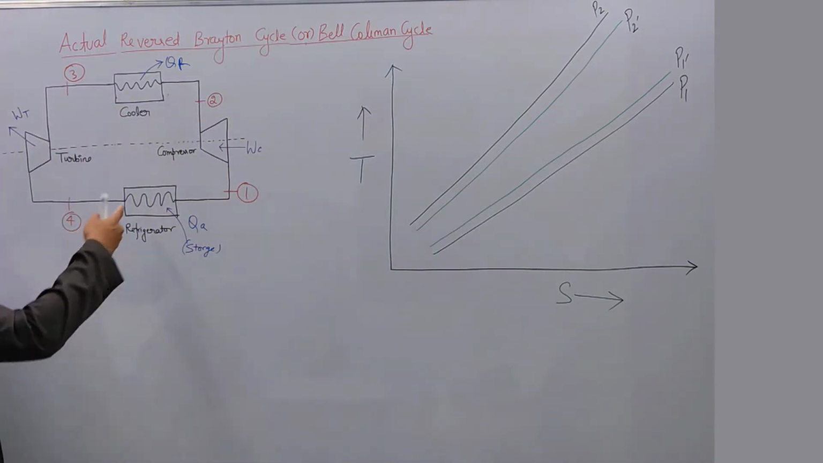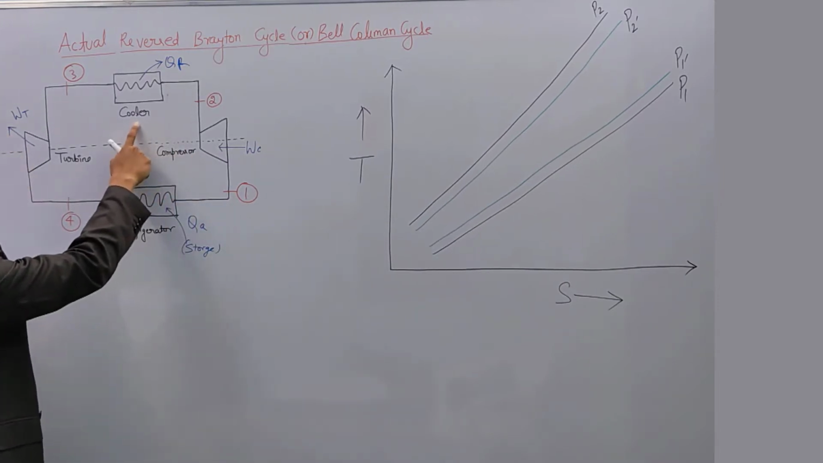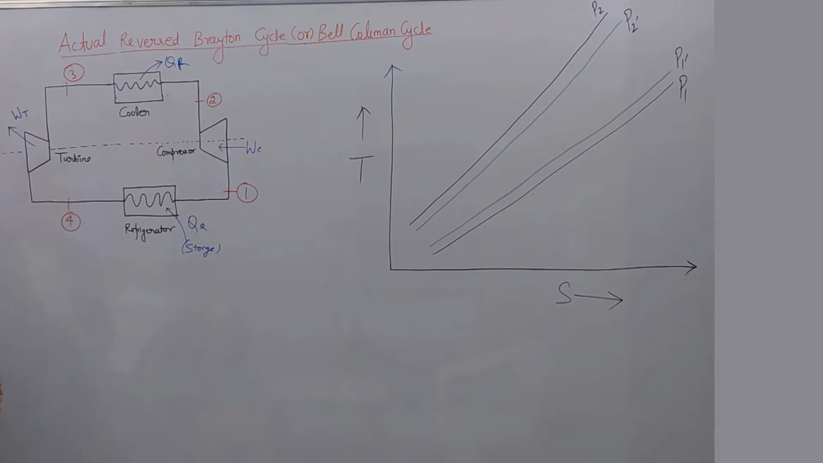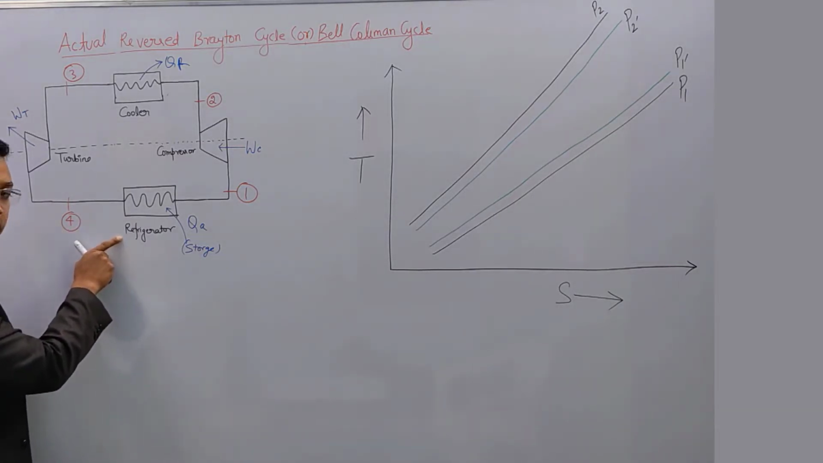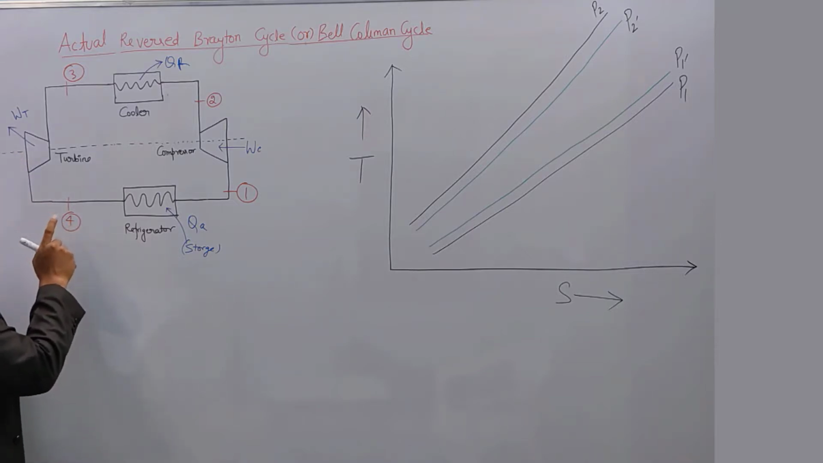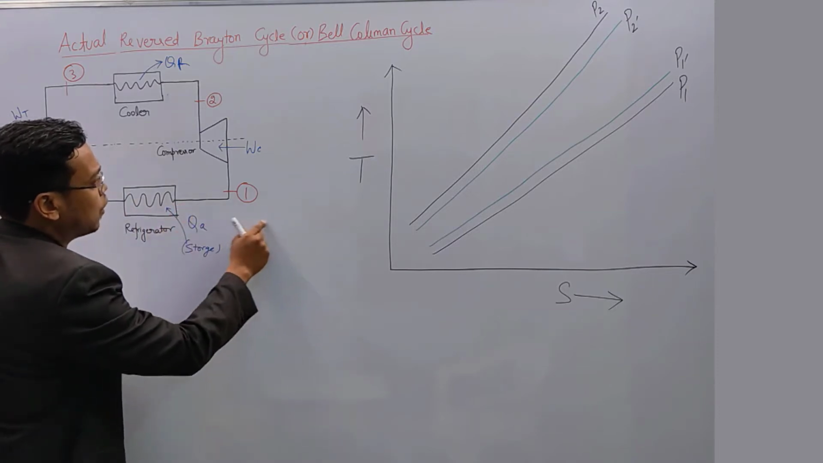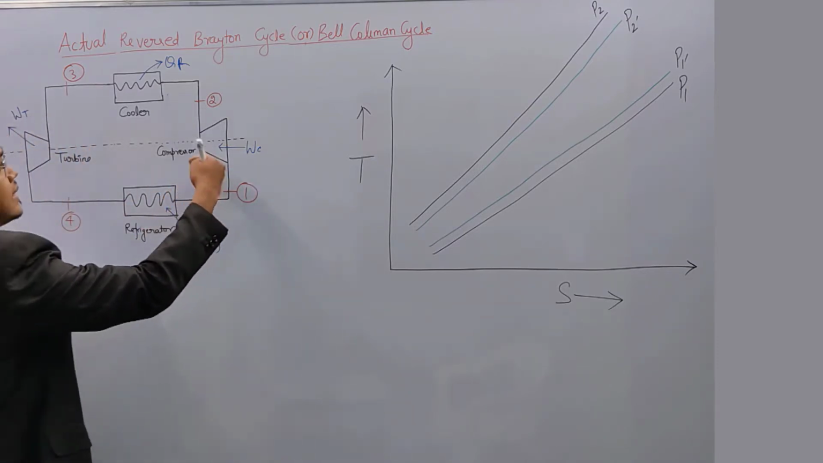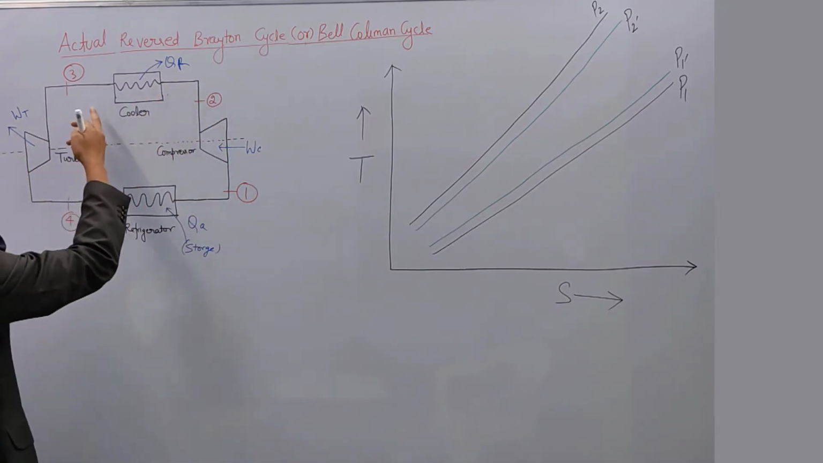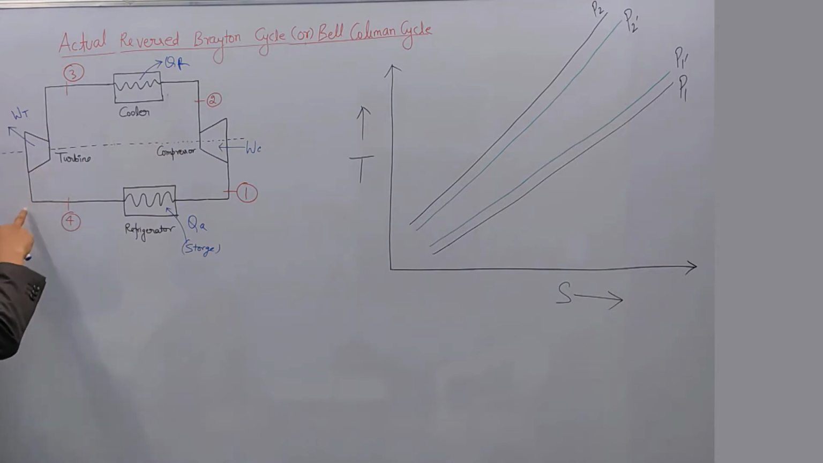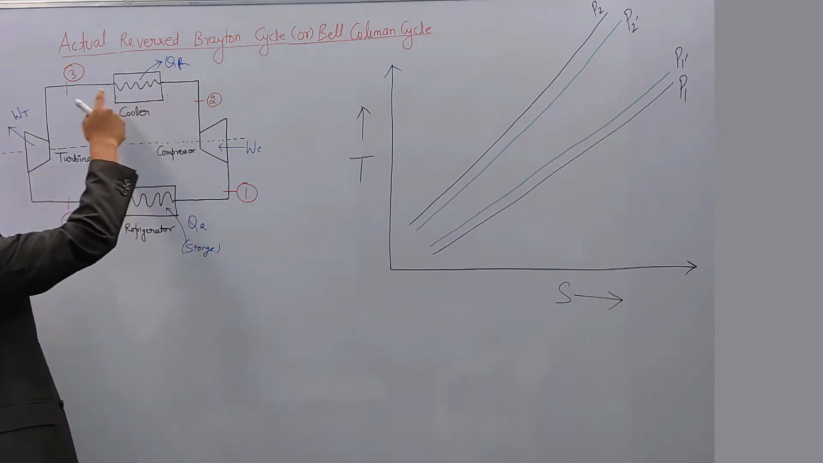Friends, I have already explained this diagram. This is the refrigerator, this is the compressor, this is the cooler, and this is the turbine. In the refrigerator, the air will enter. That air will take heat from the storage space and then go to the compressor. After compressing, the air will go to the cooler, and from the cooler it will go to the turbine, and after the turbine it will again go to the refrigerator. I have explained all the processes.